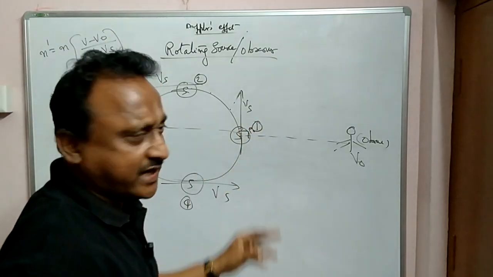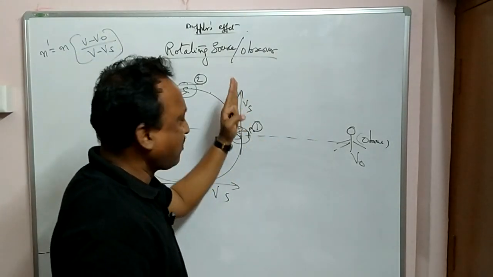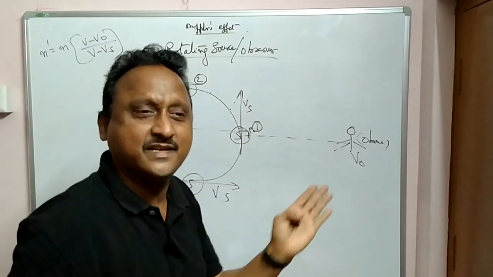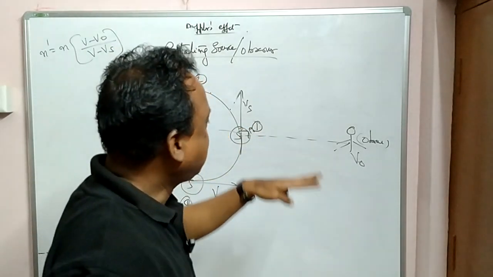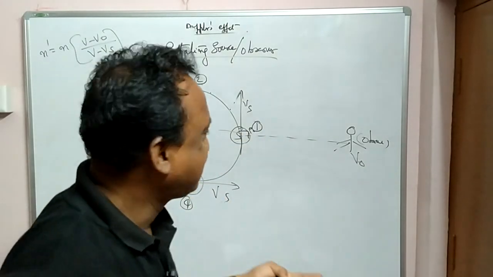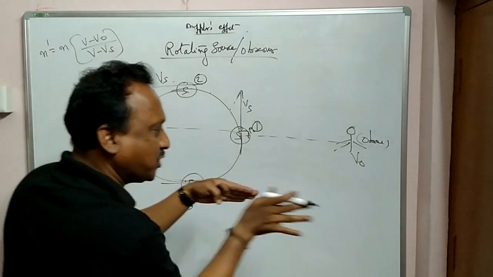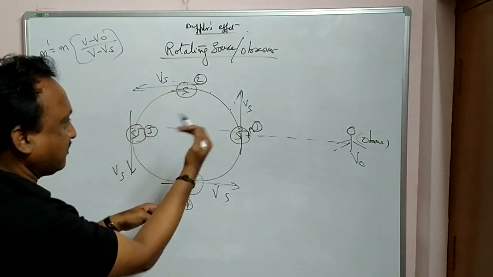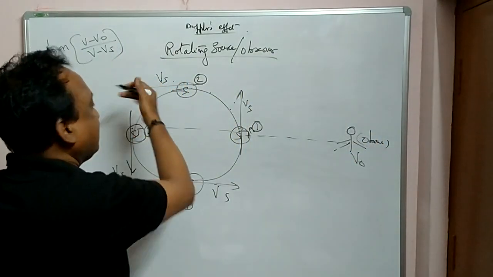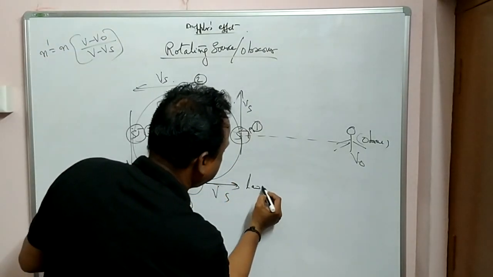So in these two cases what happens? When the velocity of the source is perpendicular, what does its component become? Vs cos 90 is 0, the horizontal component. So since it is 0, there is no change in velocity along that direction. Whereas in the other two cases, one is coming towards the observer and one is going away from the observer. Towards the observer it increases, going away it decreases. Do you understand?